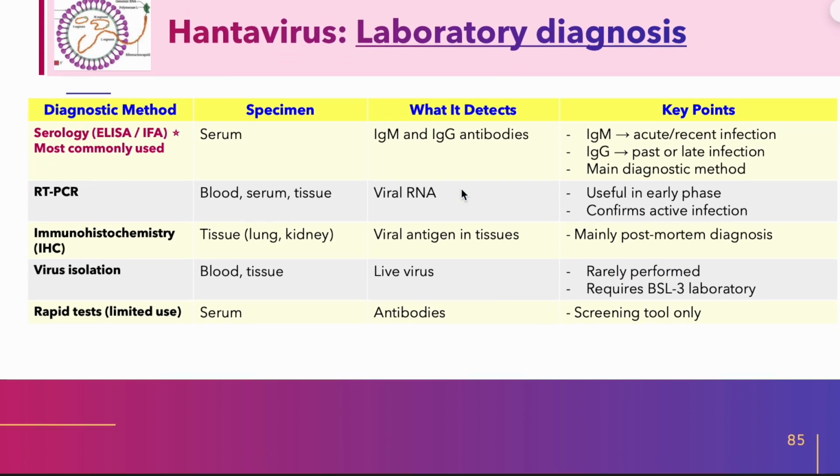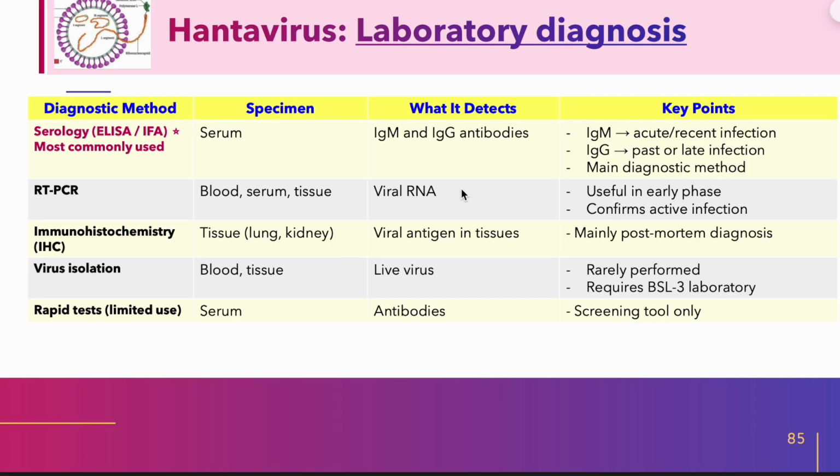Okay, for the laboratory diagnosis, they pay attention to the IgM and IgG antibodies. So you can investigate IgM and IgG via ELISA or IFA. This is commonly used in laboratory diagnosis. IgM indicates acute or recent infection, and IgG indicates past or late infection.